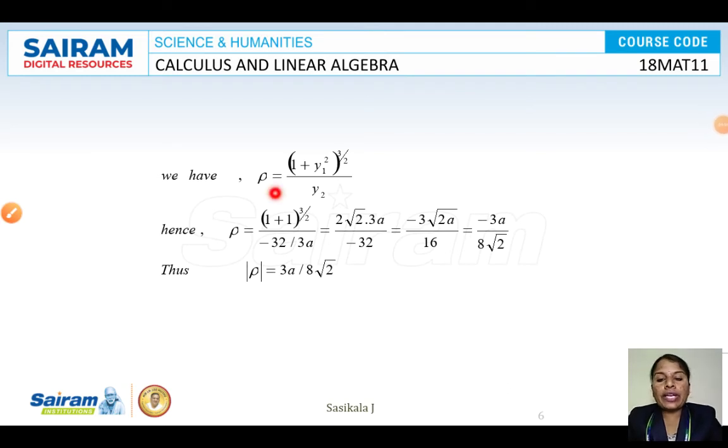Can substitute to the radius of curvature. What is that? Rho is equal to 1 plus y1 square the whole power of 3 by 2 by y2. So what will happen? y1 is nothing but minus 1. The whole square will be plus 1. 1 plus 1 the whole power 3 by 2, which is equal to 2 root 2. See what I have done. It is 2 the whole power of 3 by 2.